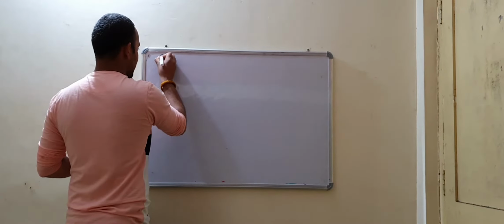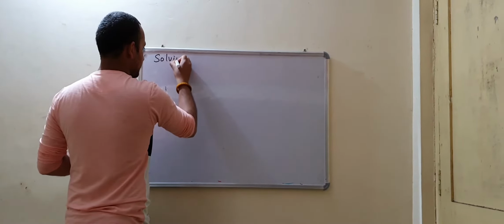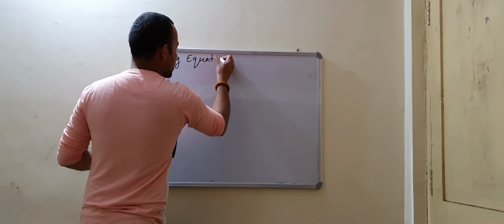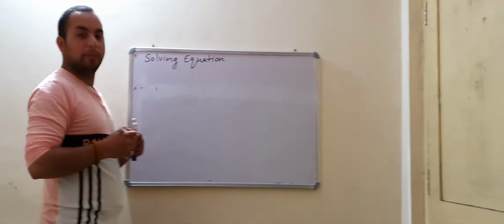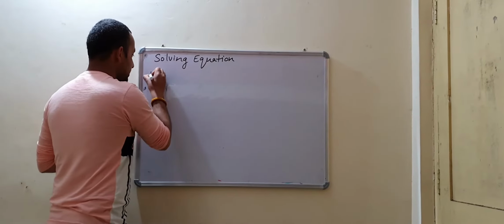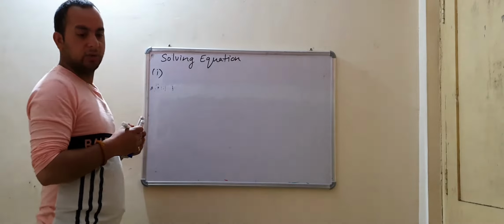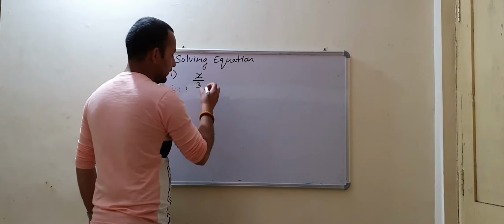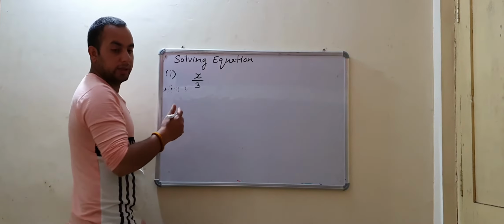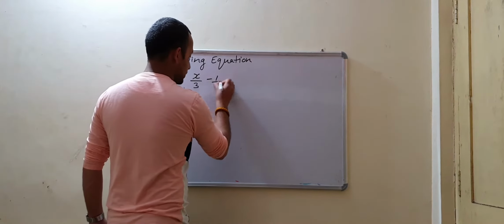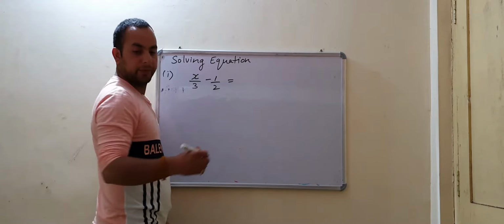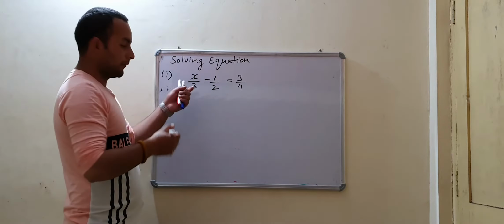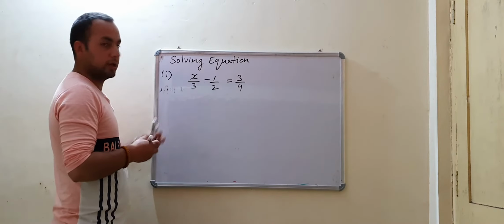So we are going to solve an equation, right? Solving equation, the first method. If you have a fraction form like this, x upon 3 minus 1 upon 2 equals 3 upon 4. This is your first method of how you are going to solve this equation, right?